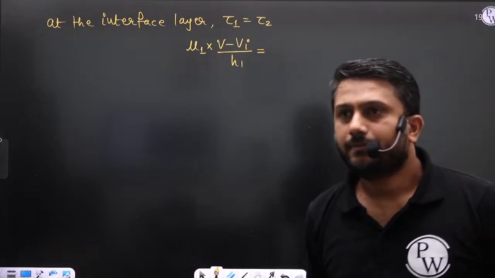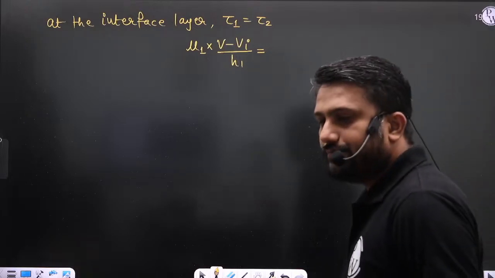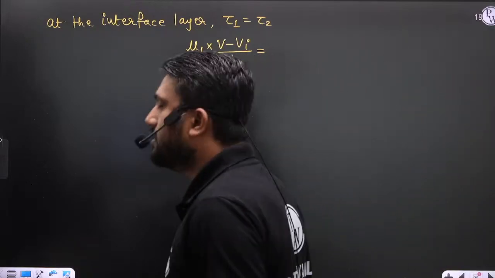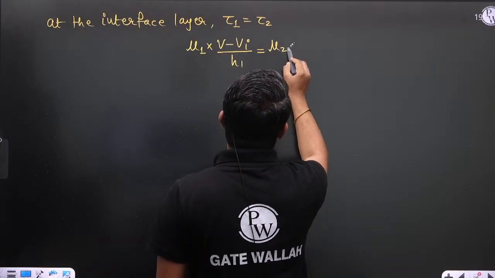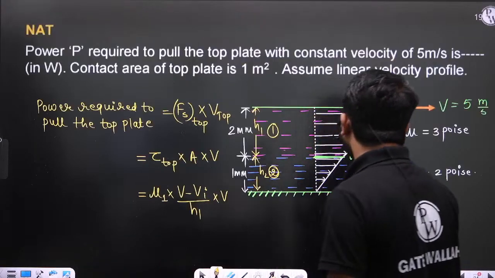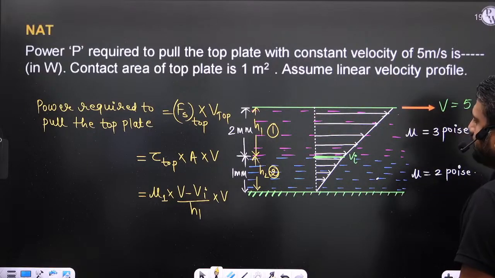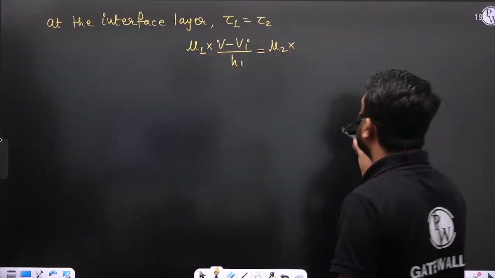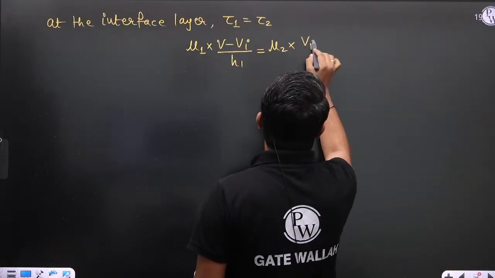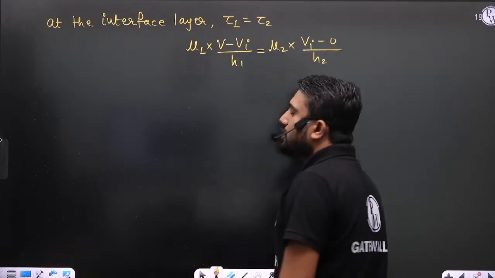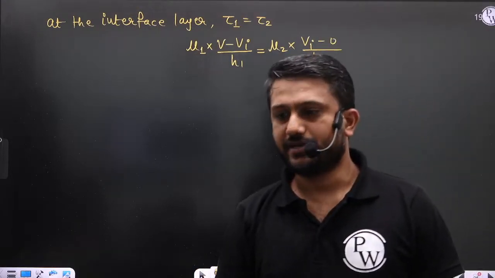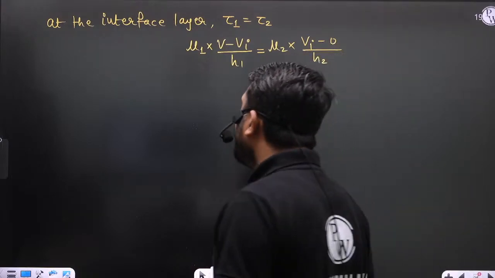And this is equal to, what is tau 2? Tau 2 is equal to mu2 into Vi minus 0, divided by H2. So calculate Vi from this expression.